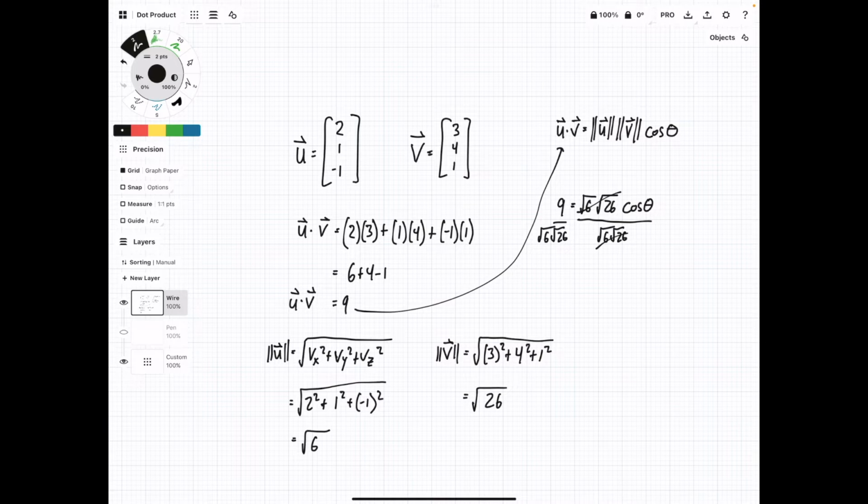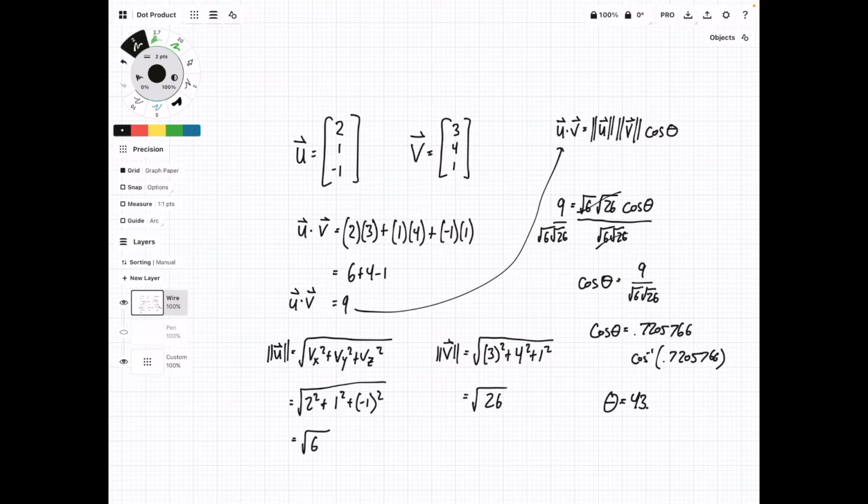These cancel, and then we get that cosine of theta is equal to 9 over the square root of 6 times square root of 26. Plug that into a calculator, which gives us 0.7205766, and then taking the inverse cosine of this value gives us that theta is equal to 43.898 degrees.